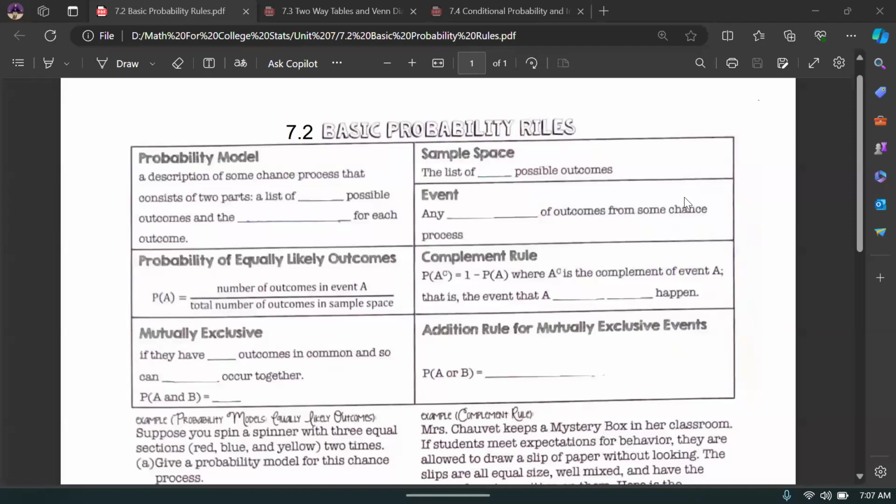All right, welcome to 7.2 basic probability rules, which cannot be spelled properly. So that's not my fault. I just now noticed that.